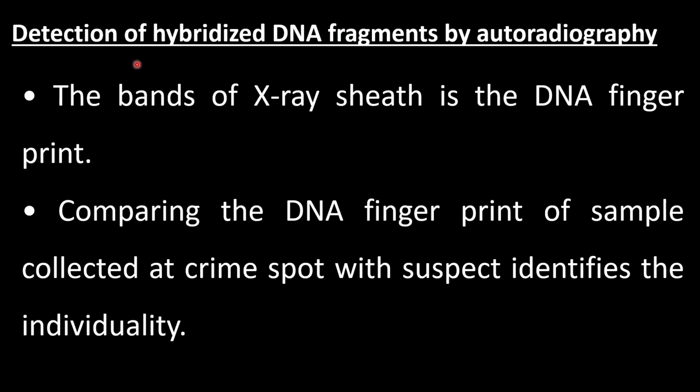And the last step is detection of hybridized DNA fragments by autoradiography. Here, the bands on the X-ray sheet are the DNA fingerprint. Comparing the DNA fingerprint of the sample collected at the crime spot with that of the suspect identifies the individual. So this is the brief explanation of the process of DNA fingerprinting in 6 steps.